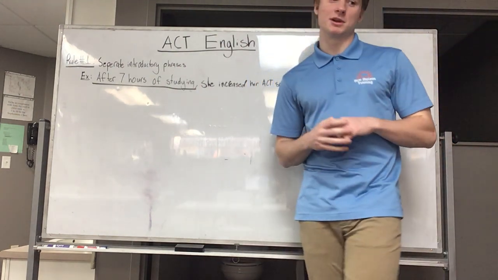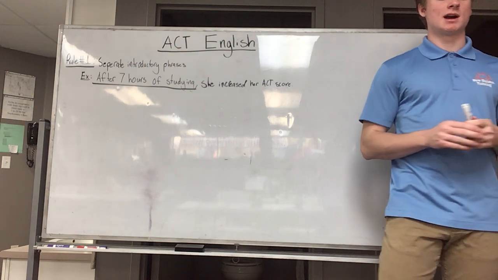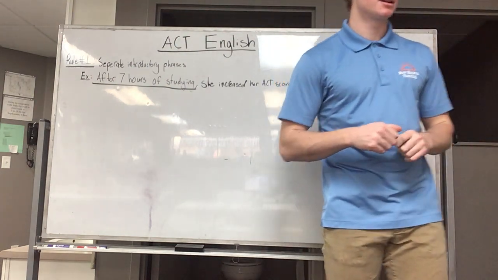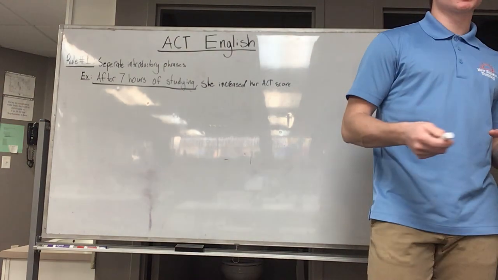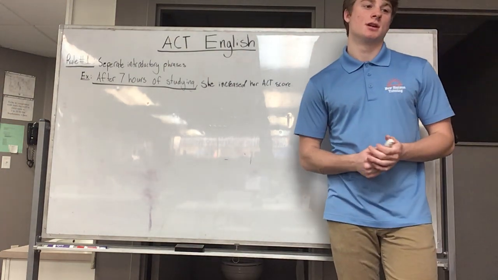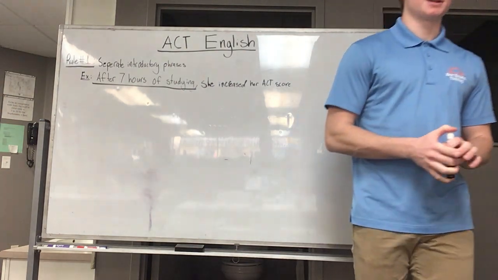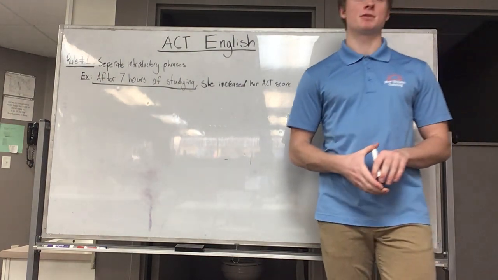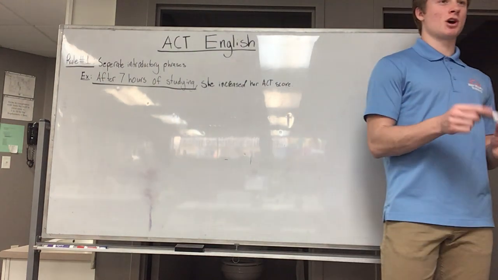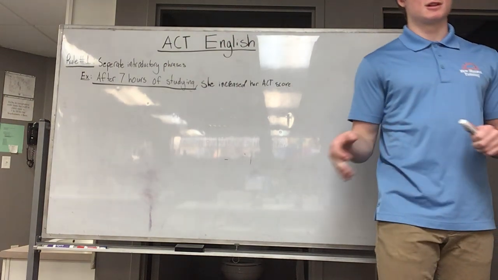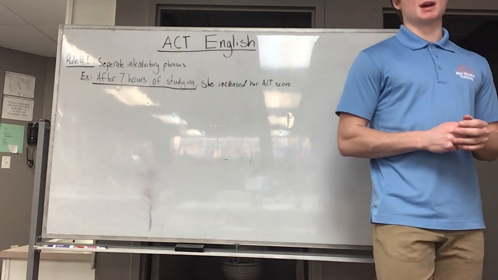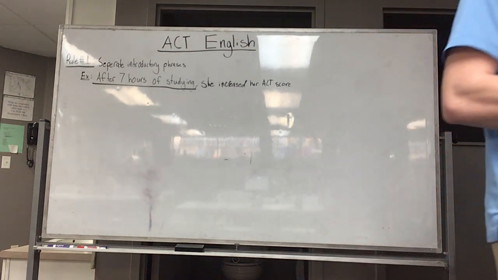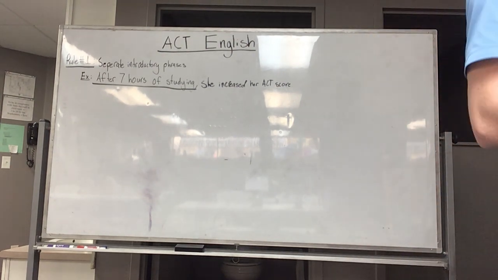Another example of that would be: over the years, comma, our band has gotten a lot better. And one of those with an ing word is: knowing my teacher would be mad if I was late, comma, I made sure to be on time. So whenever it has knowing or a lot of those ing words, that makes it an introductory phrase, and then you're going to need a comma after it.